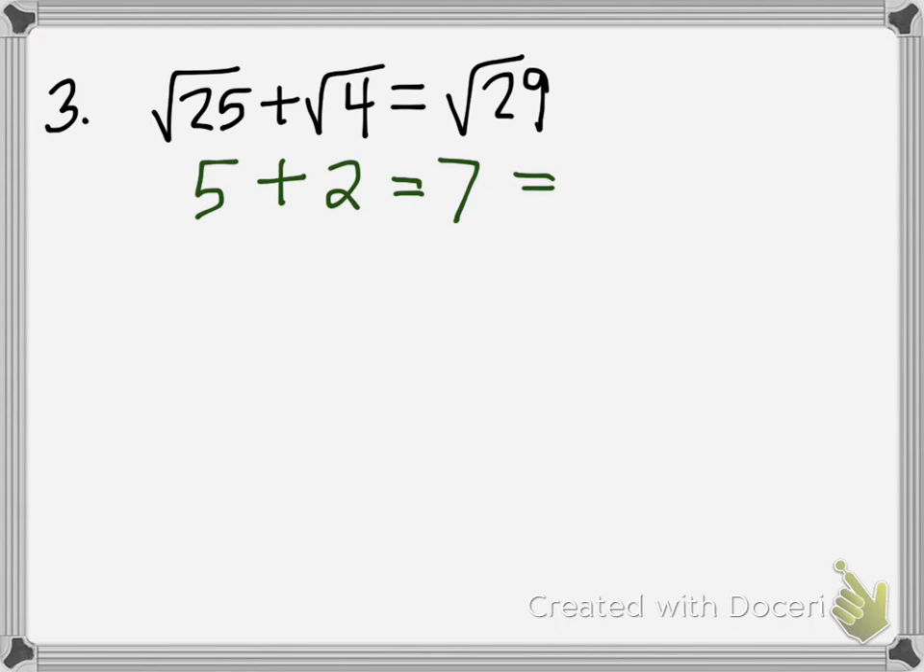However, the right-hand side is the square root of 29. 29 is definitely not a perfect square. The square root of 29 is irrational. So I know that this cannot be equal to 7.